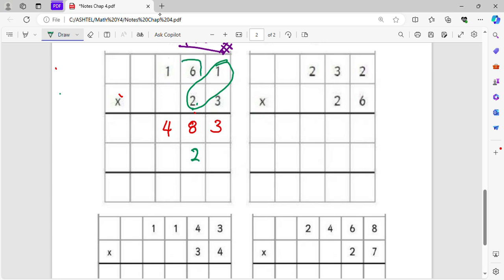After that, 6 times 2. 6 times 2 is 12. So 12, it's 1, 2, right? 12 is 1 and 2. So number 2, you need to write down here. Number 1, you need to write up here. It's because you haven't multiplied the 1 with the 2 yet.